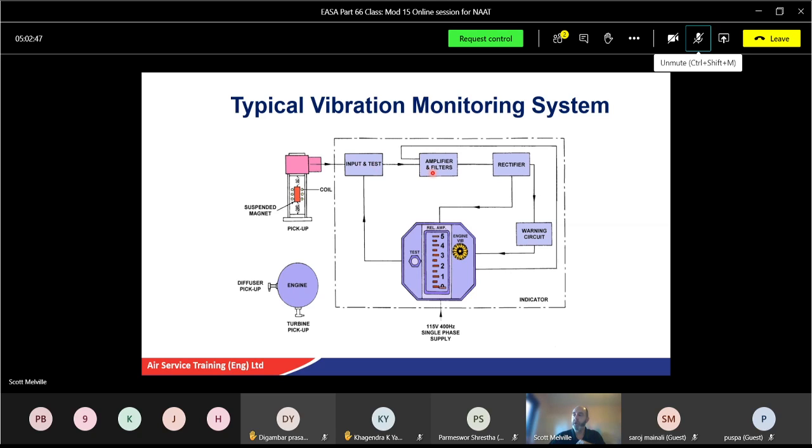Amplifying filters. Okay, we need filters to take out residual stuff that shouldn't be there. You don't need to know all the different frequencies. Rectifier to sort it out, because with 115 volts going in, we might need to rectify that voltage. And the warning circuit light itself, at a predetermined value, will come on and stay on and indicate to the pilot and indeed to the engineers.